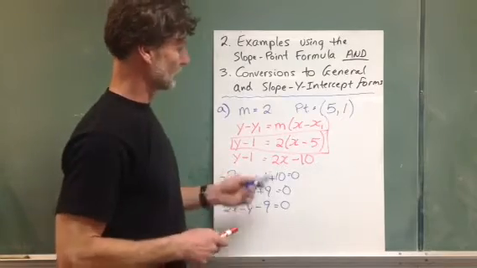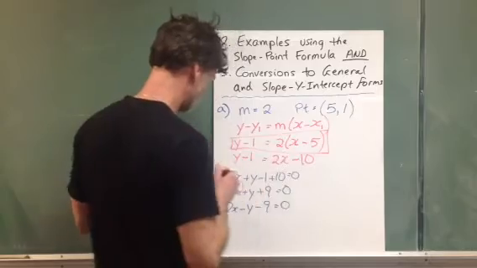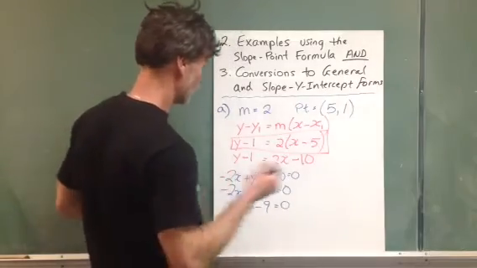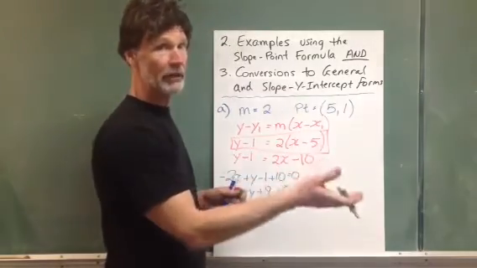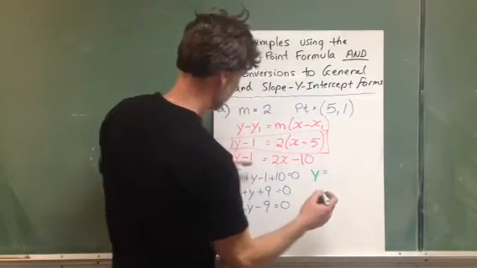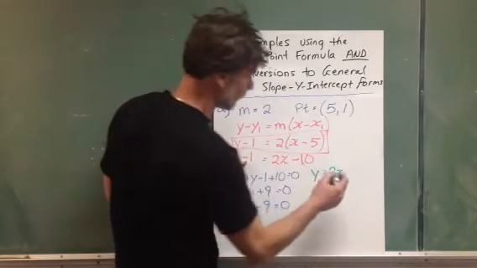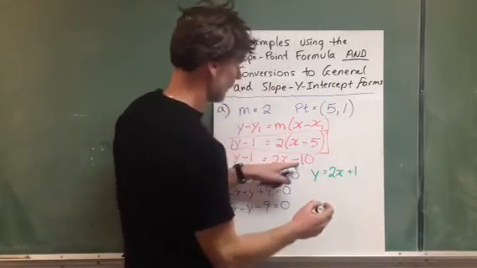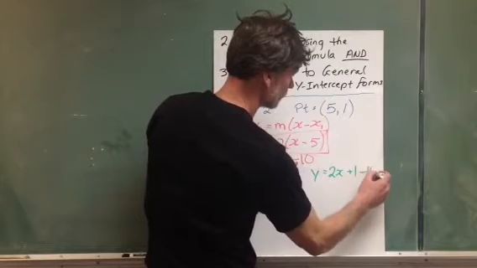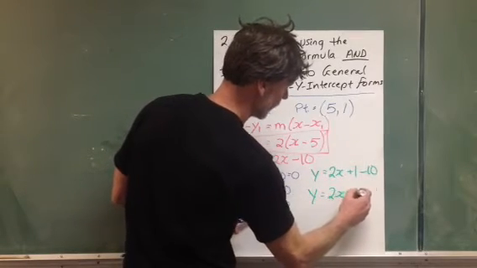Okay, let's also change this to the slope y-intercept form. In this case, I want everything brought over to the right side except for the y. So the y I'll leave on the left. This will be 2x. This I'll bring across as plus 1. And this will remain negative 10. And I'm left with y equals 2x minus 9.